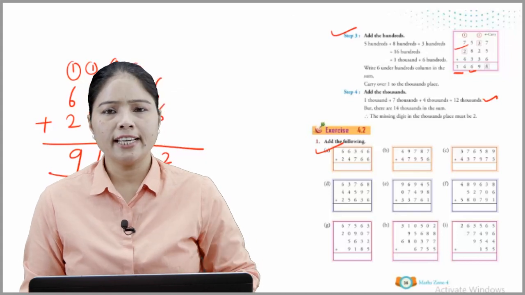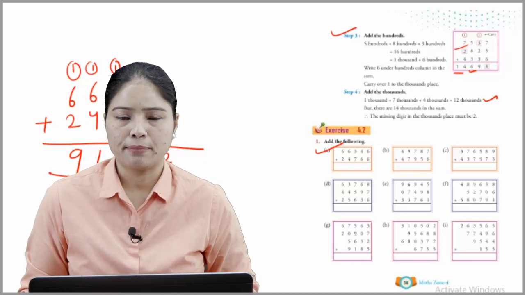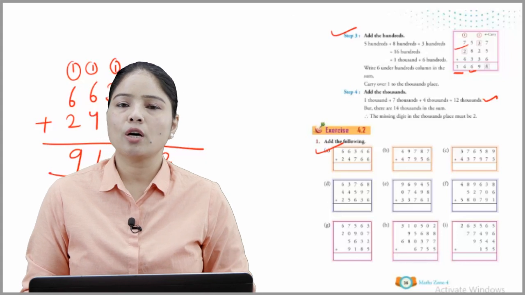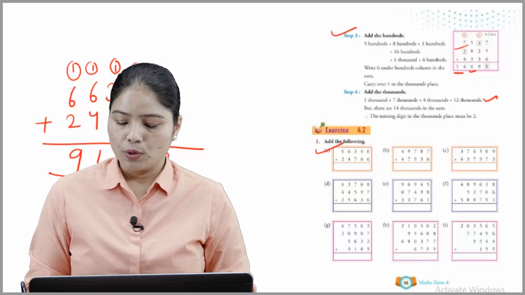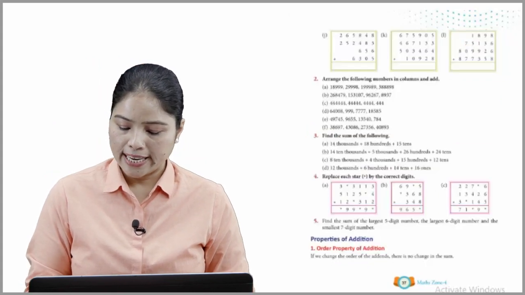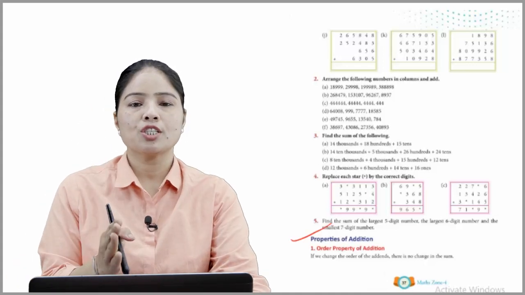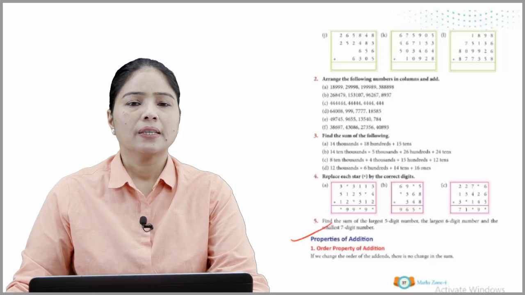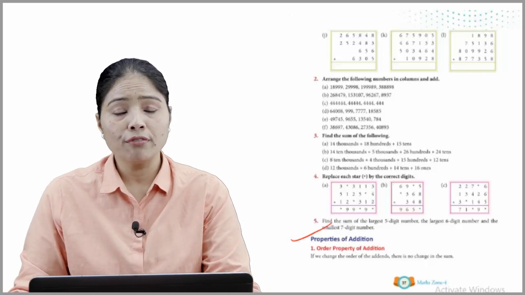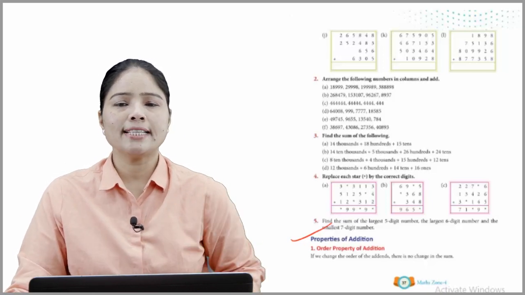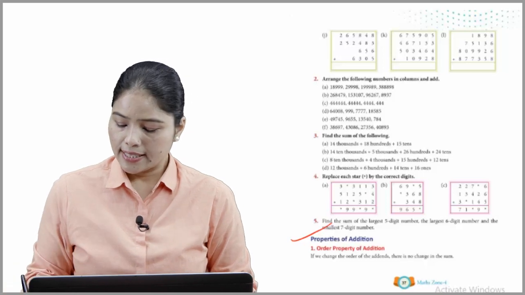So this is very easy. You only need to do practice, beta. Okay, do practice and solve other answers yourself. Okay, so now move on to the next one, which is properties of addition. First, order property of addition. If we change the order of the addends, there is no change in the sum.